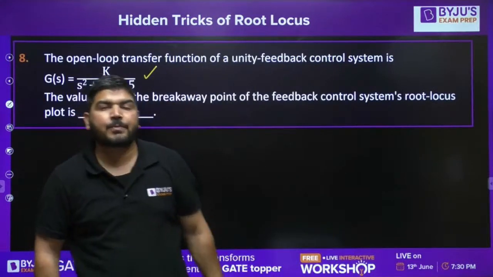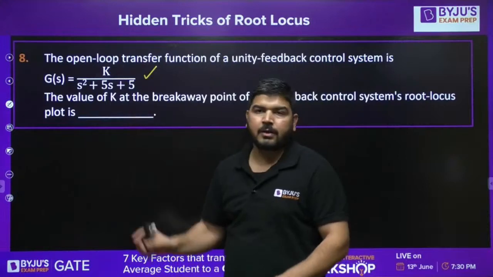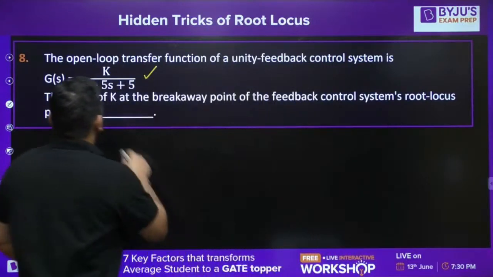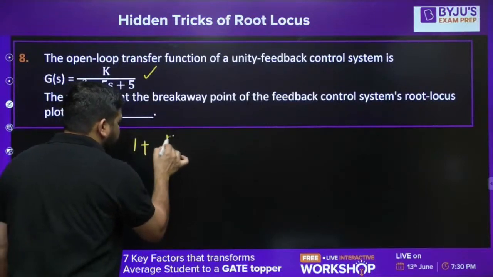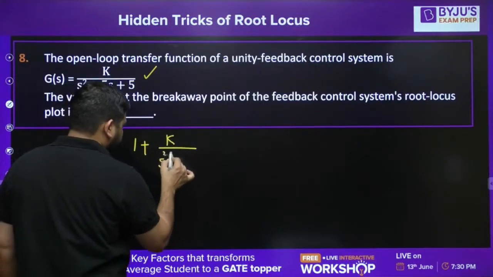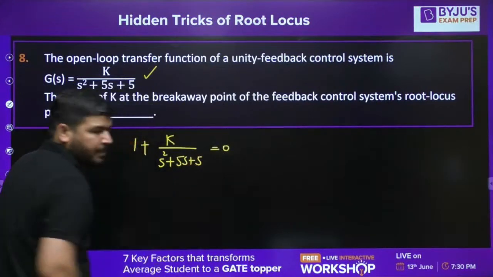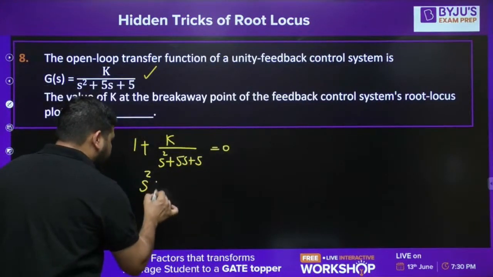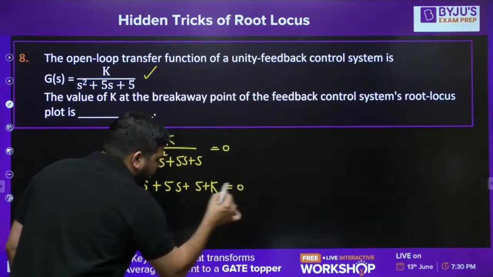If the options were given, it would be very easy to solve for K without calculation. Let me tell you how. We know that this is my G(s)H(s). What is the characteristic equation? The characteristic equation is 1 plus G(s)H(s) equal to 0. Now, if you solve it, it will become s square plus 5s plus 5 plus K. This is my characteristic equation.